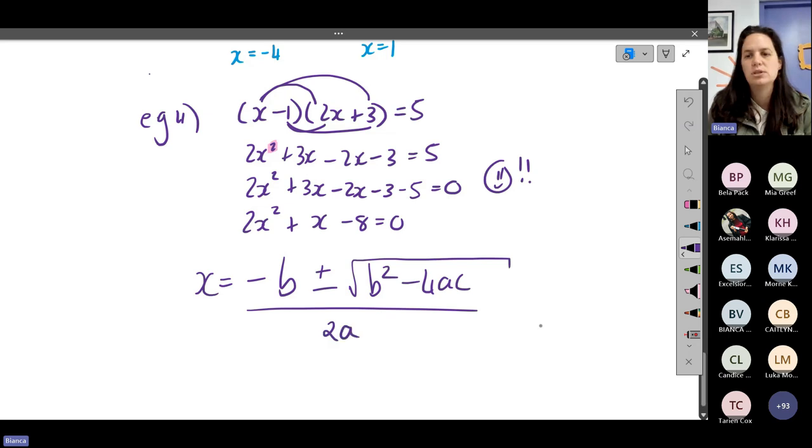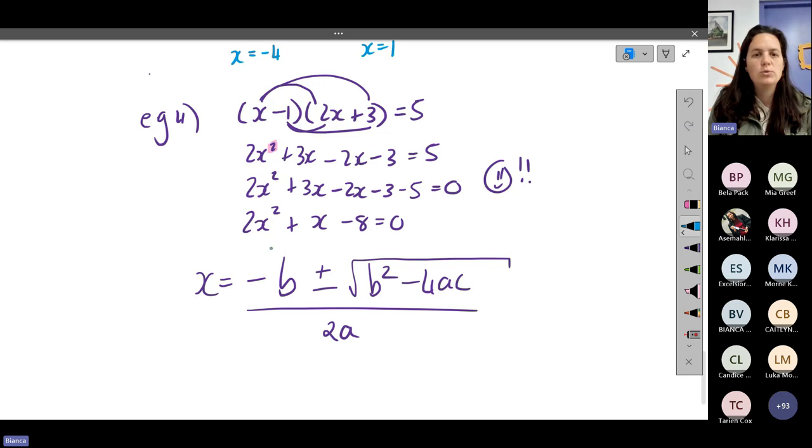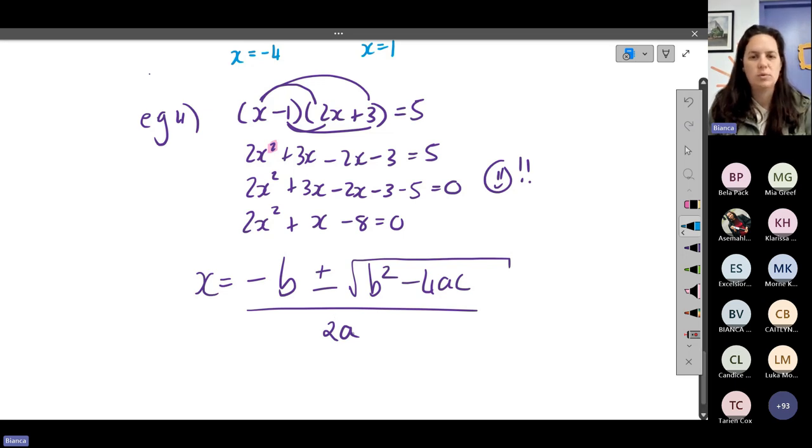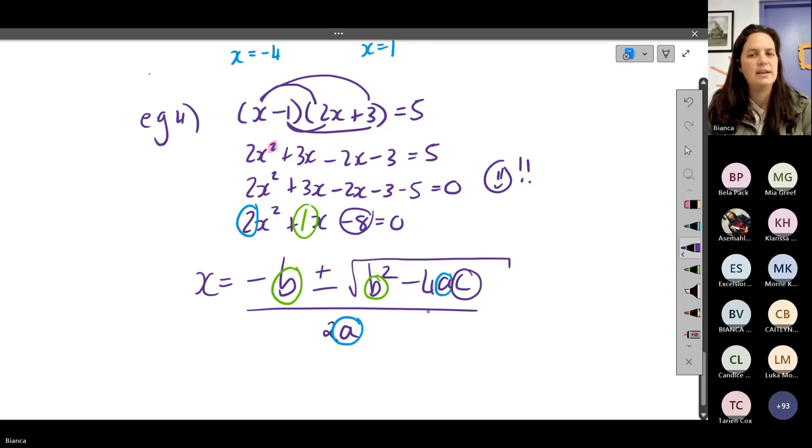I'm not going to actually do this question, but I just want to identify: what would a's value be in this expression? What's a? Negative or positive 2? Positive 2. Okay, what's b's value? 1, right? It's actually positive 1. Put that there and that there. And then lastly, what is c's value? Negative 8. You include the negative.